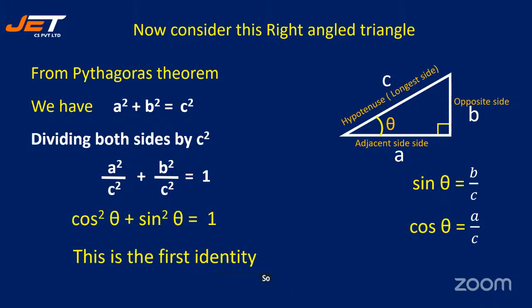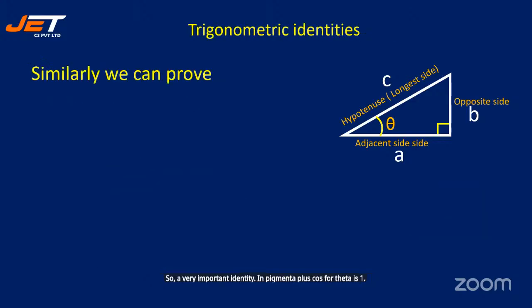So, we come to a conclusion about an identity which says sin square theta plus cos square theta is equal to 1. So, a very important identity in trigonometry. Sin square theta plus cos square theta is 1. Right. Now, similarly, we can prove that secant square theta minus tan square theta is 1.